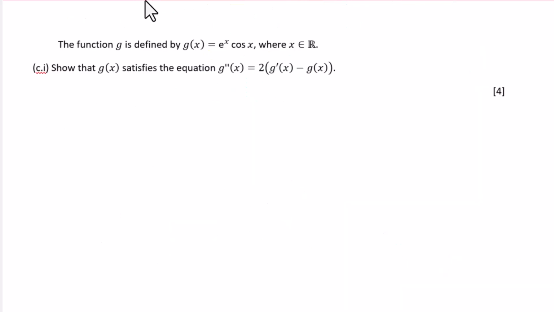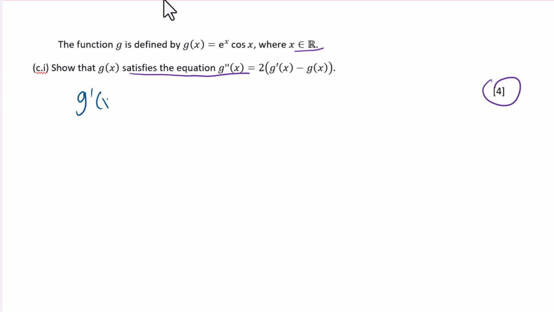The function g is defined by g of x equals e to the x power times cosine x, where x is all real numbers. Show that g of x satisfies the equation g double prime of x equals 2 times g prime of x minus g of x. 4 marks. We will prove this.